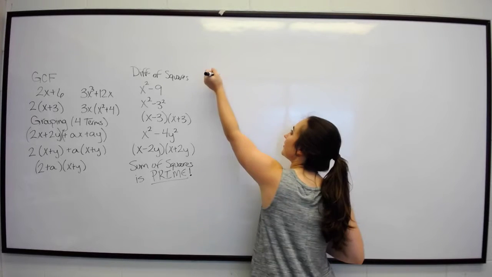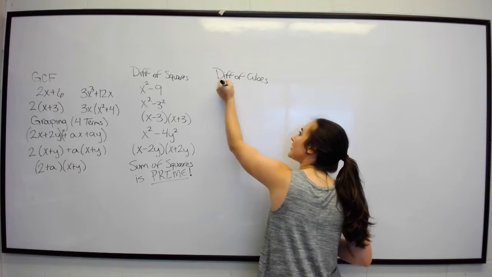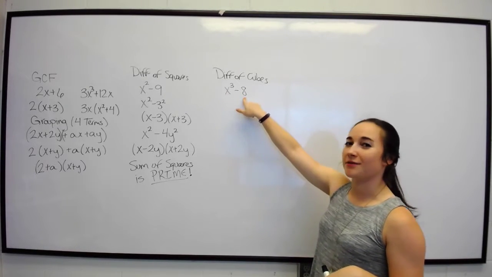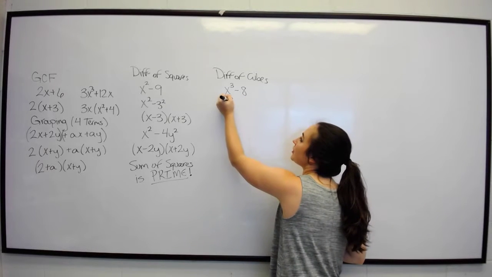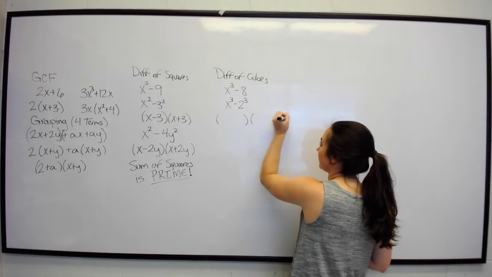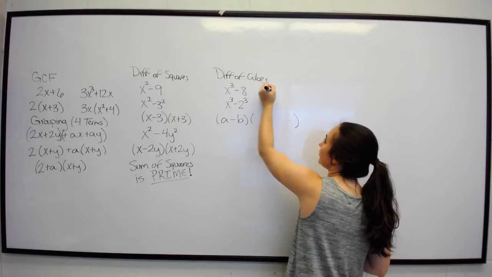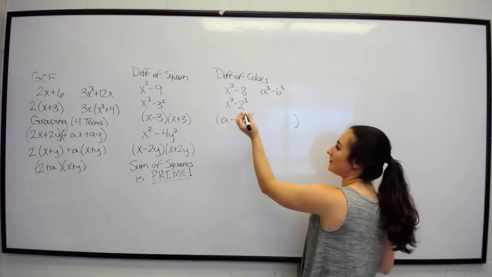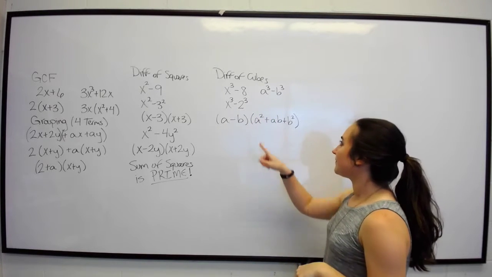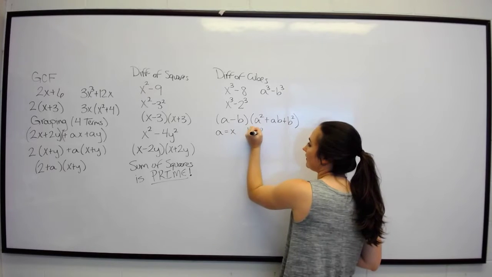Now let's talk about the difference of cubes. So if we have x cubed minus 8, we see that this is something cubed, but I always try to rewrite this as something cubed also. So I have x cubed minus 2 cubed, because that's what 8 is. And then this is the formula that I always try to follow. So if we have a cubed minus b cubed, it's going to be a minus b times a squared plus ab plus b squared. So for this problem, a is x and b is 2.